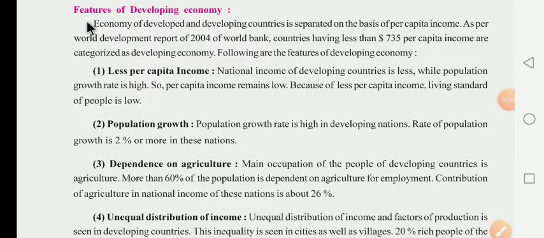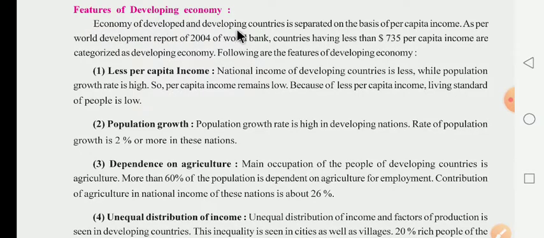Dear student, today we have to learn in standard 10th, chapter number 15, Economic Development. Continuing this chapter, our next topic is features of developing economy.